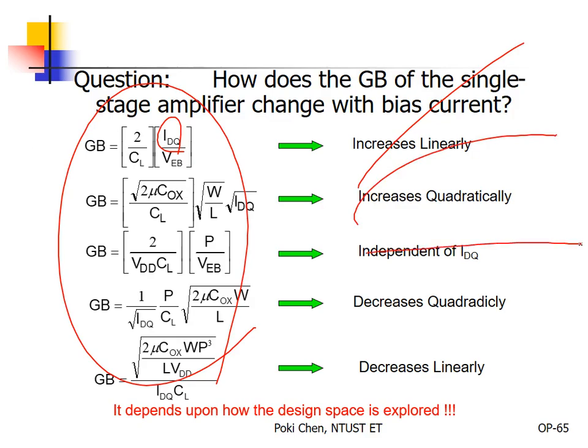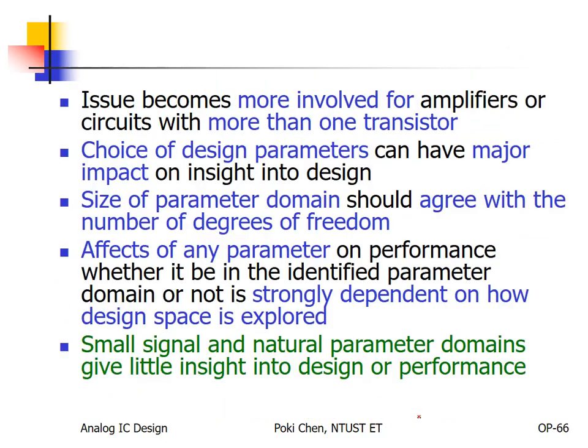Which one is correct? Again, all of them are correct, but under different constraints. 它们全部正确，只是限制不一样。That's it. So what does it look like? It depends on how you explore the design space. If you fix this parameter or that parameter, then you will see different results. That's it.